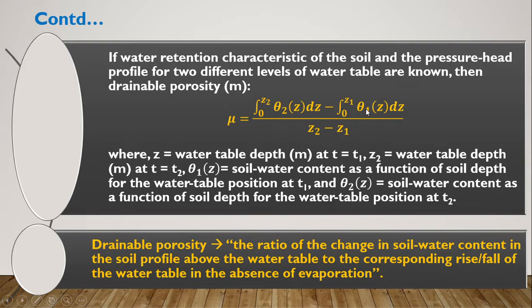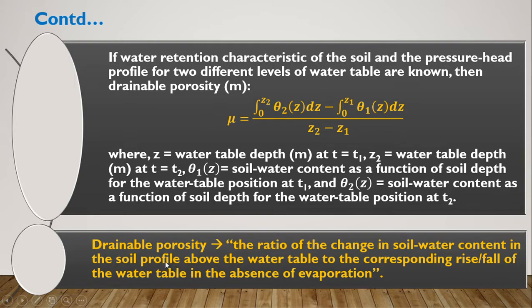So Z2 and Z1 are the water table depths at two times, time 2 and time 1, T2 and T1. And theta 2(z) and theta 1(z) are the moisture content or soil water content as a function of the depth at time T2 and time T1. So by taking the ratio of the differences of the soil moisture content divided by the differences of the water table depth, we will get the drainable porosity.